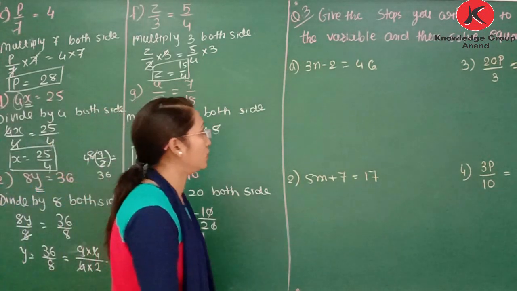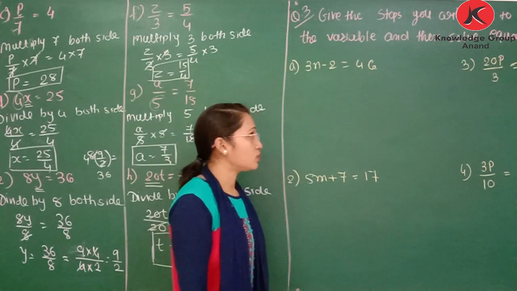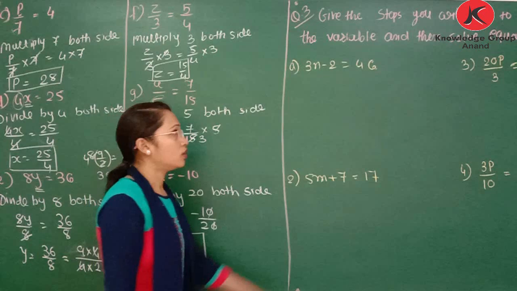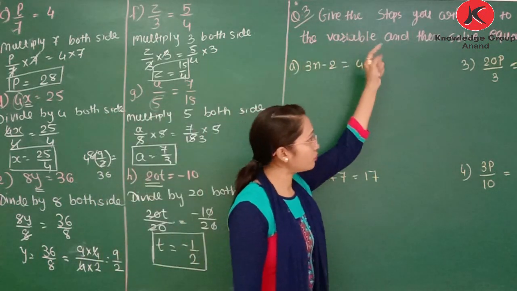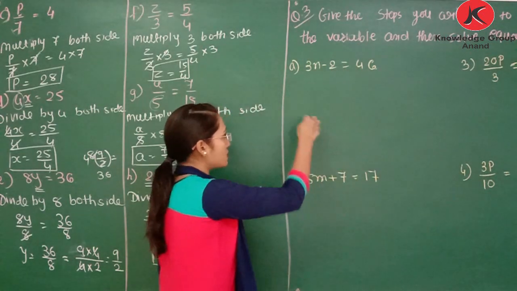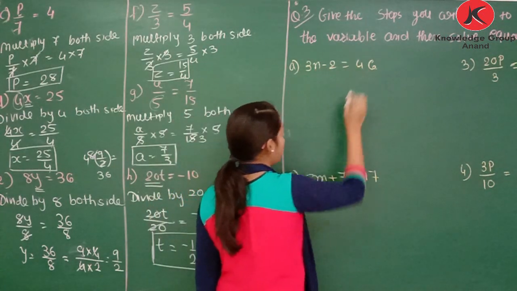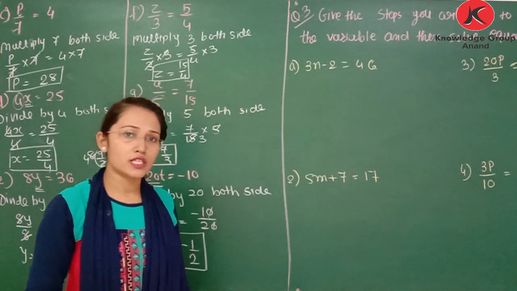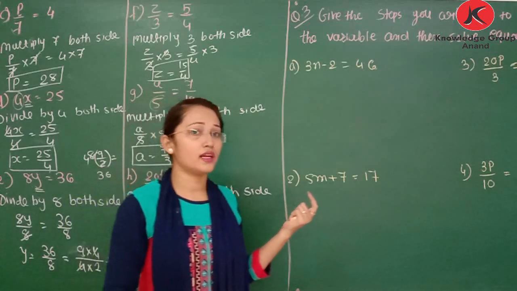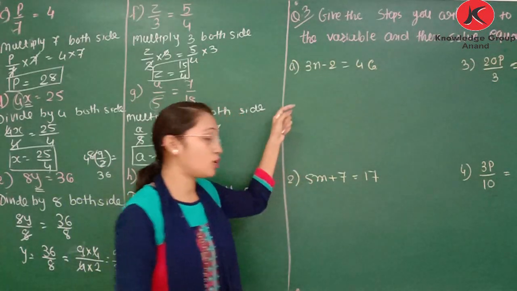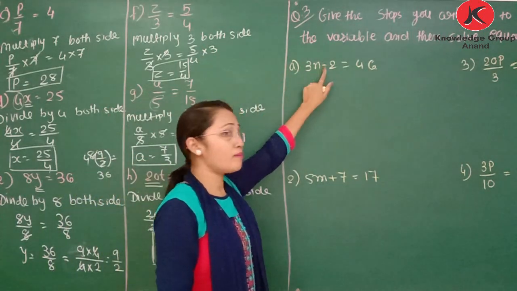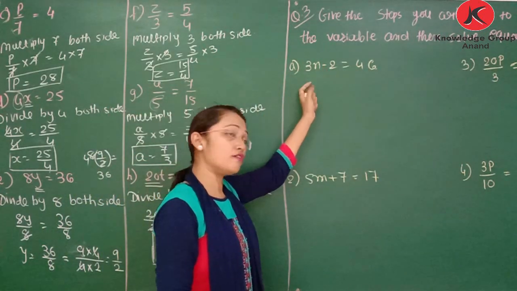Now question number 3. Give the steps you will use to separate the variable and then solve the equation. What you need to do? So here first equation 3n minus 2 is equal to 46. I already explained that wherever there is addition, subtraction, multiplication in an equation, then first of all separate this variable by adding the numbers and then dividing the numbers.